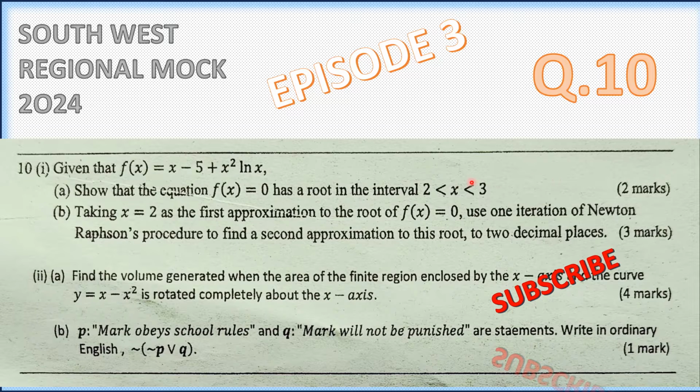Today we are going to be looking at the third episode on the paper, which I've decided to select question number 10. This question was on numerical methods as well as existence of roots. We have volume calculation when a curve or the area bounded by a curve is rotated about an axis, and also equation and logic.